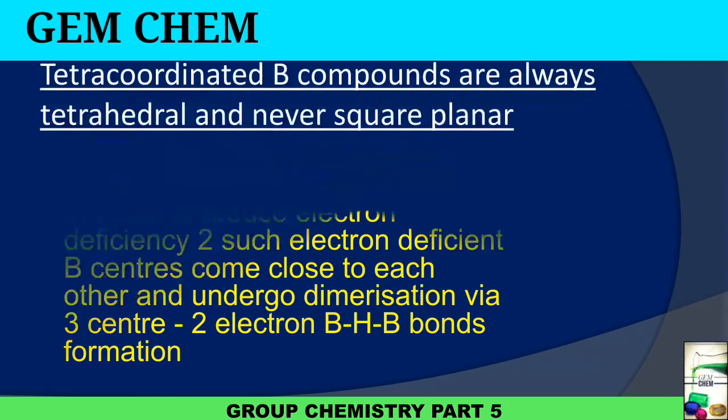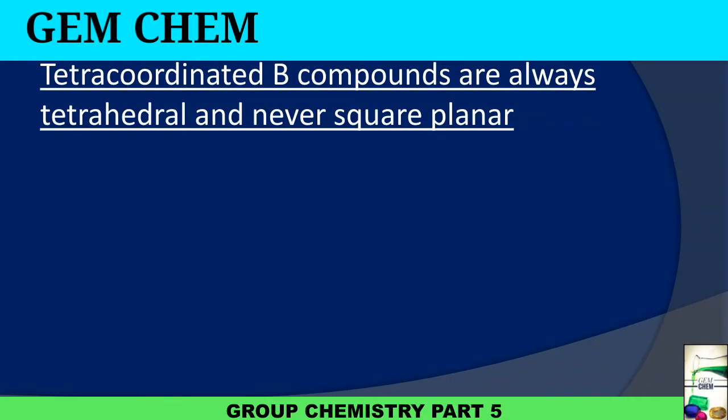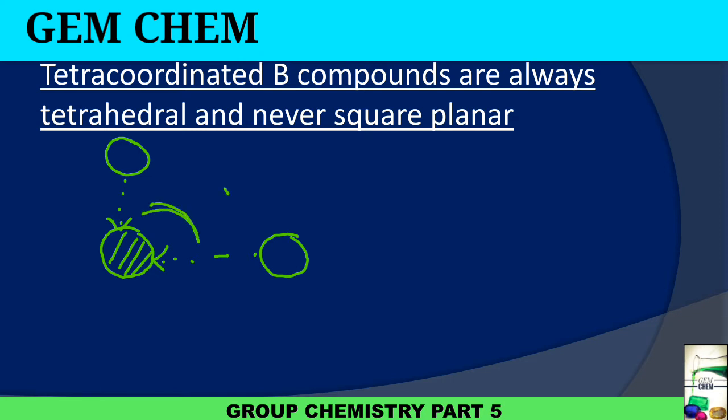Next we come to our next question, that is tetra coordinated boron compounds are always tetrahedral and never square planar. Now if we focus on the approach of the ligands towards this boron from the square planar way, if this is the ligand, it will try to come in this angle. Similarly, another ligand will come in this direction. So ultimately for square planar, the angle of approach is 90 degree, right?